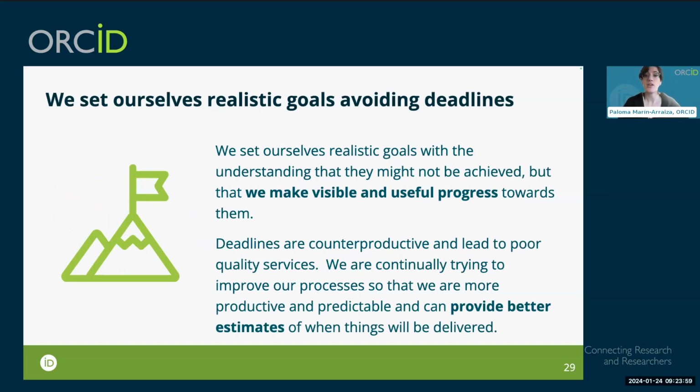This is why sometimes when our community asks us for an improvement or requests some changes, we consider that, but we can't provide a precise timeline for that to be accomplished. So we basically, in general lines, prevent deadlines because they tend to be counterproductive and they might lead to poor quality services.